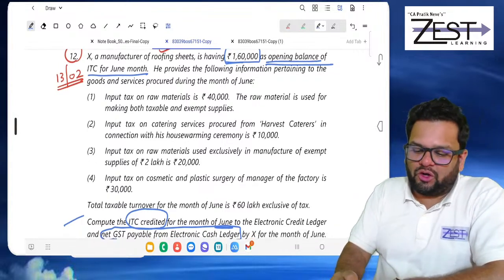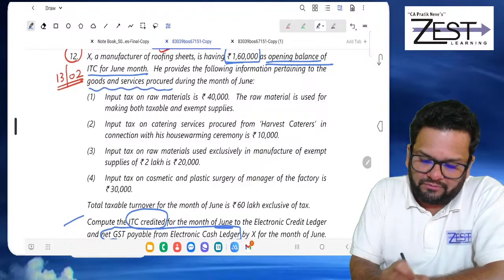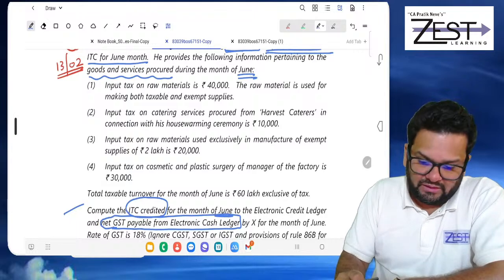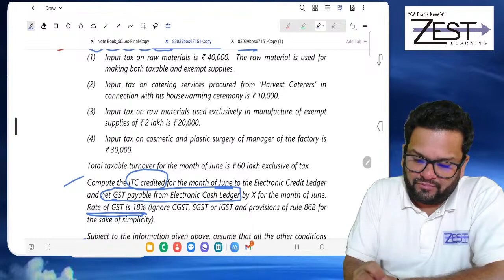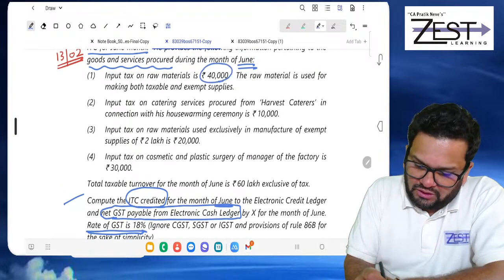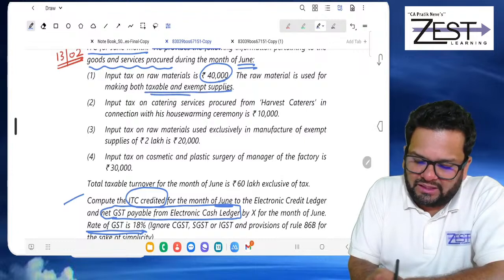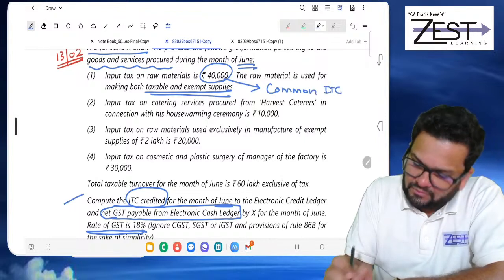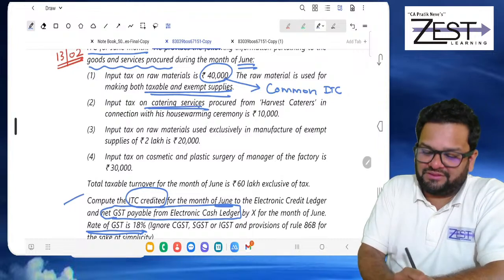He provides the following information pertaining to goods and services procured during the month of June. Input tax on raw material is 40,000. So you will avail 40,000. The raw material is used for both taxable and exempt supplies. Can I say 40,000 is common ITC? Yes, sir.